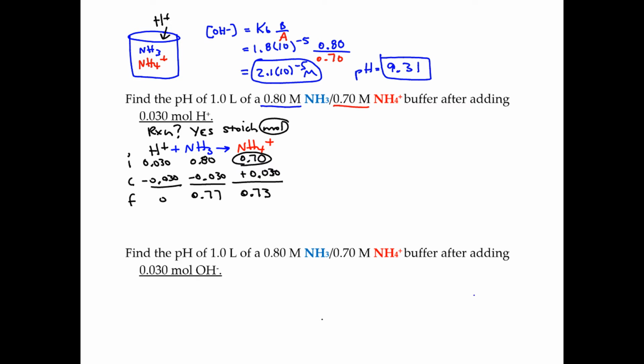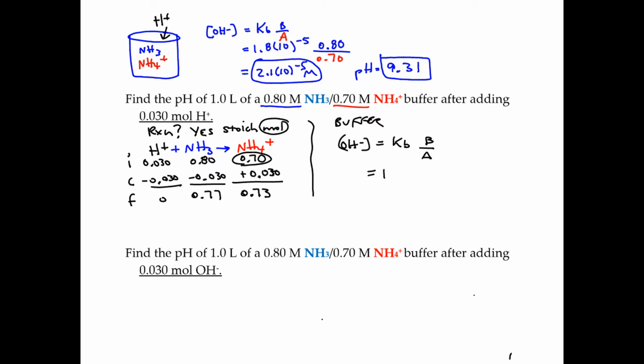So I still have a buffer. Even though I added H plus into the beaker and I changed a bunch of ammonia into ammonium, I'm still left with some of each in the beaker. So I do still have a buffer. And we can use the same shortcut we used before. So I'll just write it over here again. OH minus equals Kb times B over A.